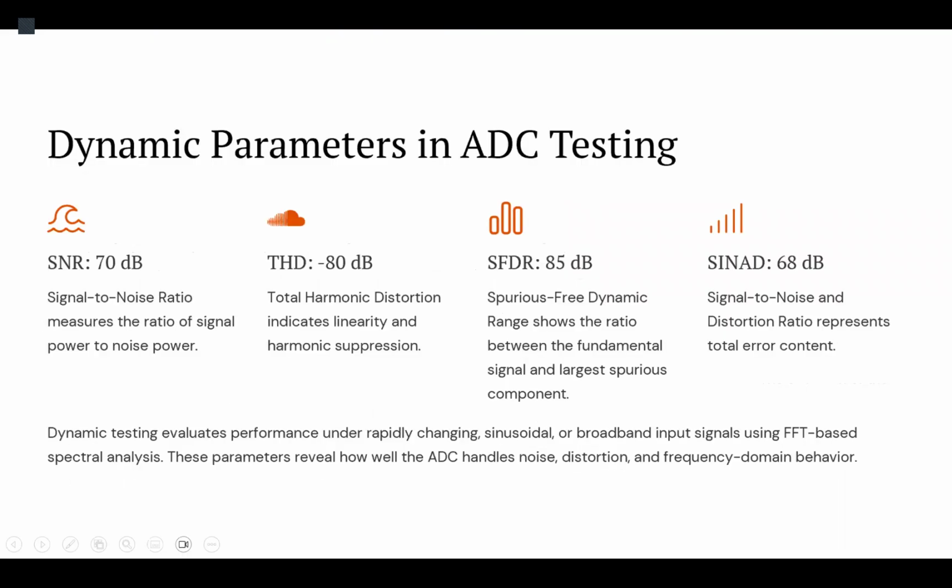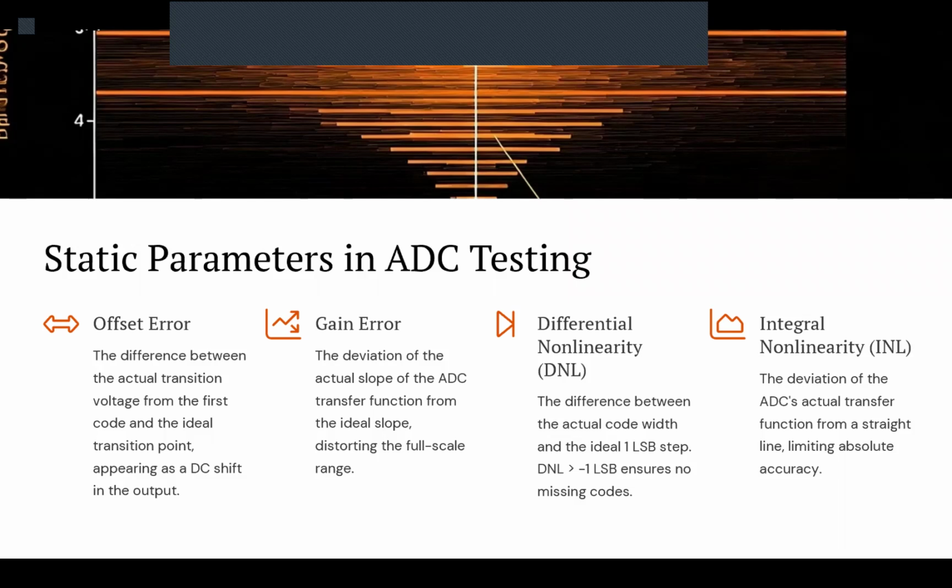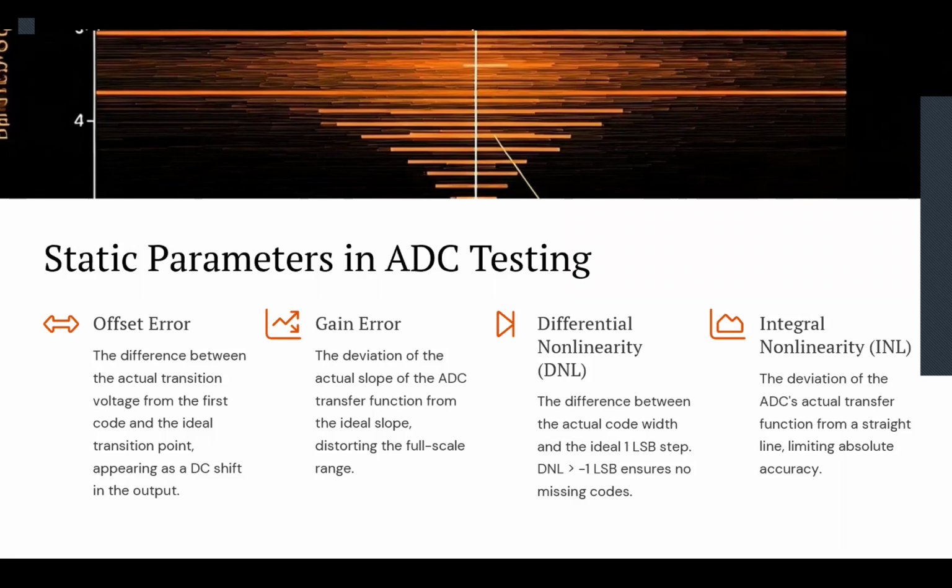In static testing, we evaluate how accurately the converter responds to slow changing signals. Okay, these parameters are important for understanding the ADC's transfer function or linearity and the behavior near code transitions. Static testing is commonly performed using a DC ramp input, which slowly increases across the full input range.